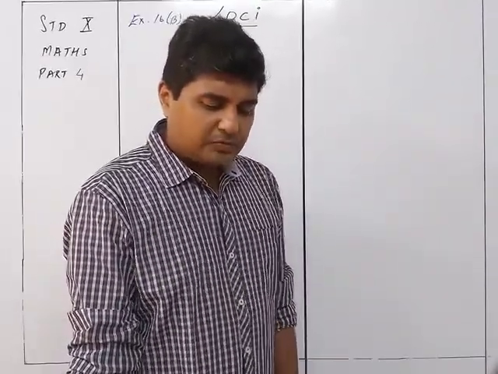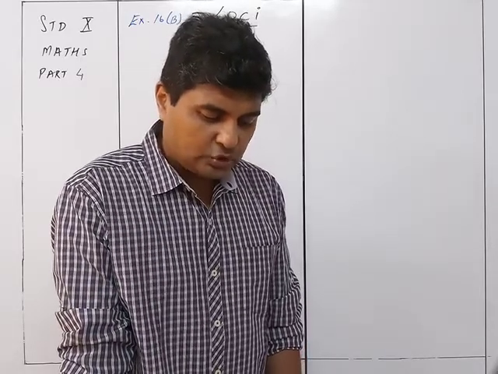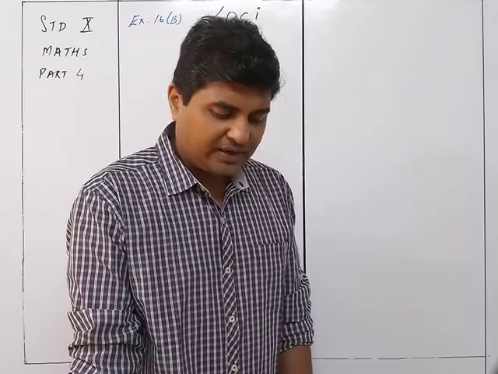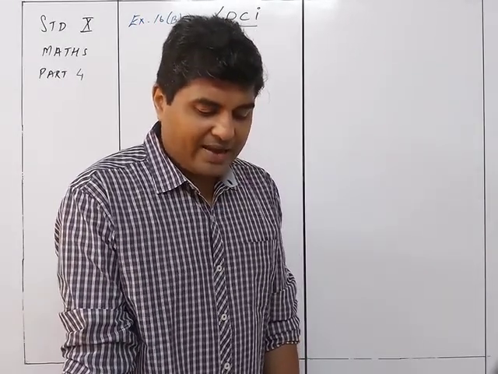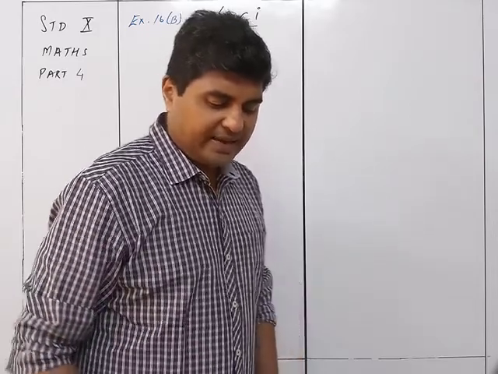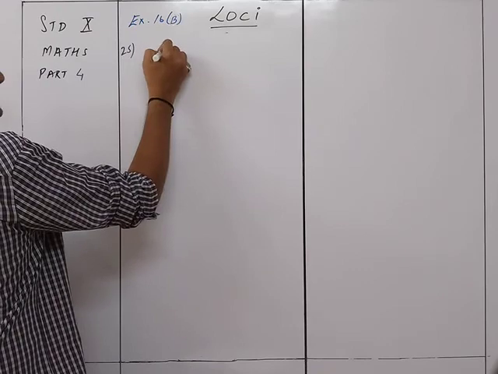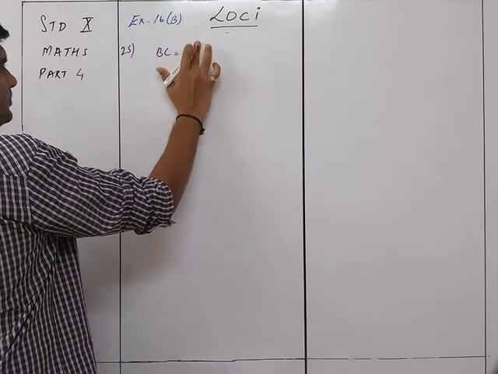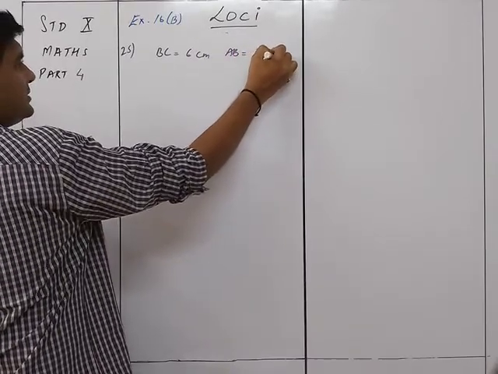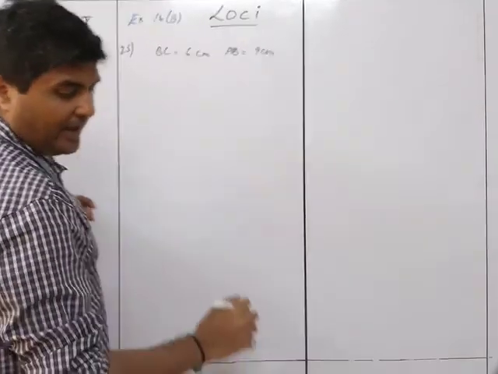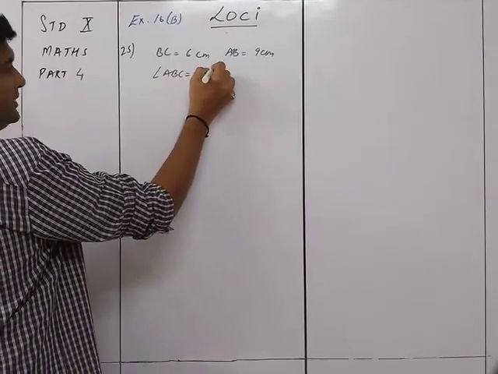Ruler and compasses may be used in this question. All construction lines and arcs must be clearly shown and be of sufficient length and clarity to permit assessment. That's fine. First one, construct a triangle in which BC is 6 centimeters, AB is 9 centimeters, and angle ABC is equal to 60 degrees.